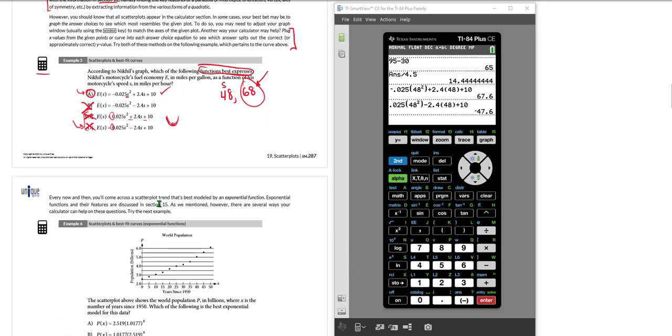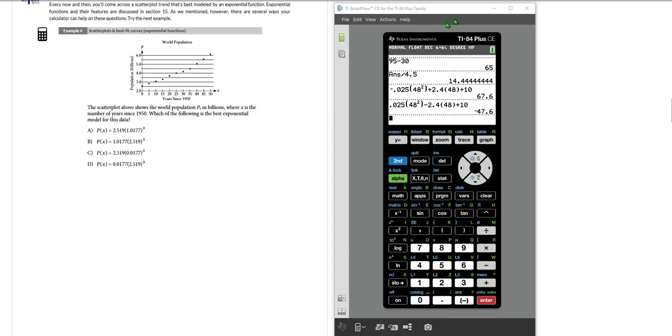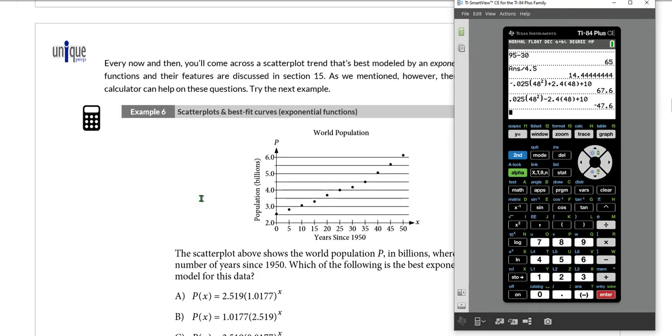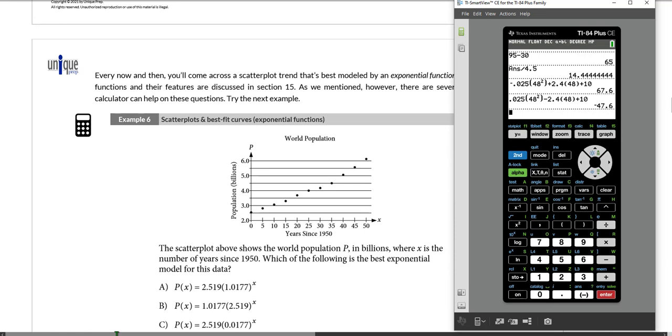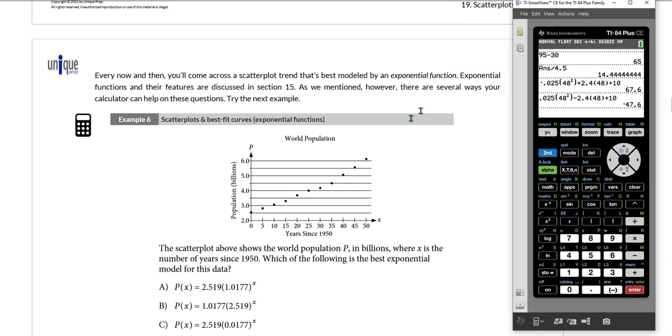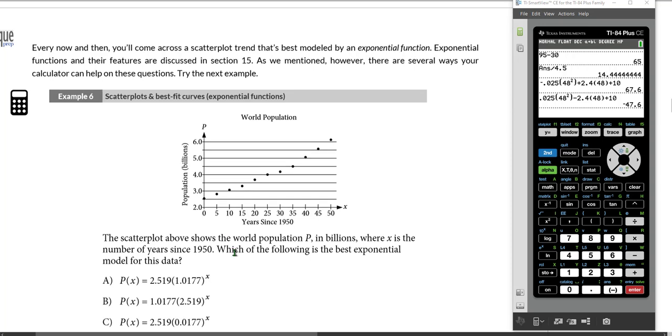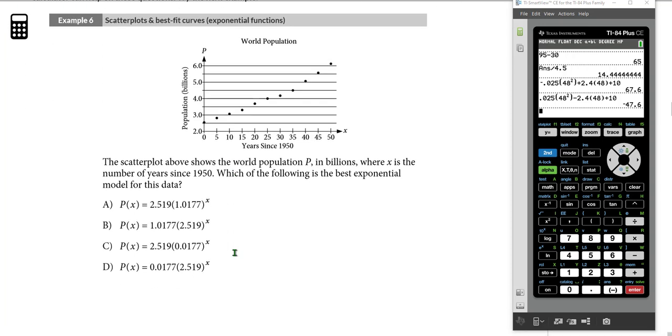At the top of the next page, we are going to finish up by looking at a question that deals with an exponential curve of best fit. We already talked about linear, we talked about quadratic. Sometimes you will get an exponential curve of best fit. In such cases, the techniques that I just went over with you on the previous question will come in handy. Let's take a look at example 6.